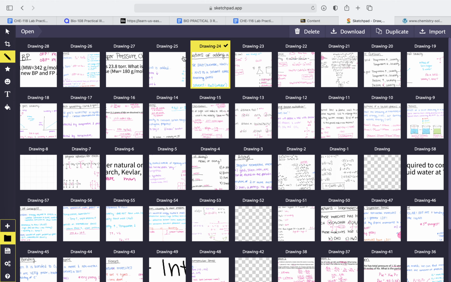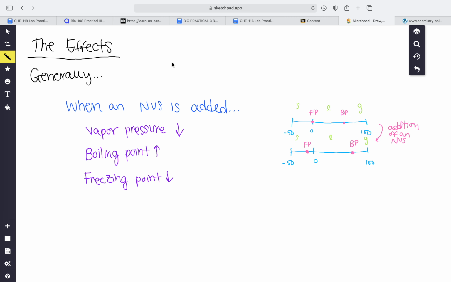All right, so let's talk about the effects. Generally when a non-volatile salt is added, the vapor pressure goes down, the boiling point goes up, and the freezing point goes down. I have a little picture here. This is water. Water has a freezing point of 0 degrees Celsius, which you're going to need to know, so keep that in your mind. Apologies for my dog barking in the background. Water has a freezing point of 0 and a boiling point of 100 degrees.